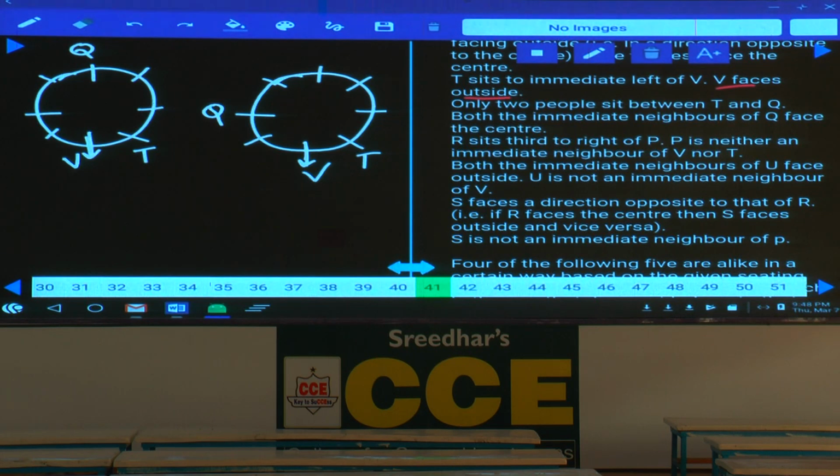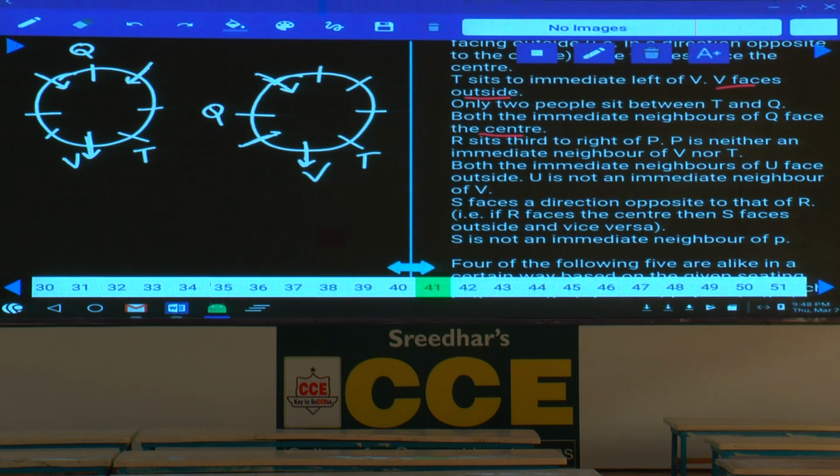There are exactly two people between T and Q. Both the immediate neighbors of Q are facing the center. Then these two persons are facing towards the center. Here also these two persons, the immediate neighbors of Q, are facing the center.